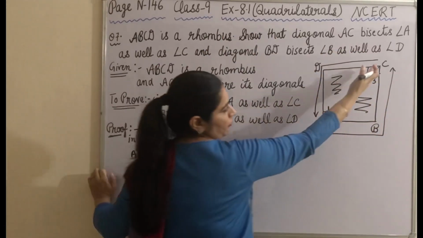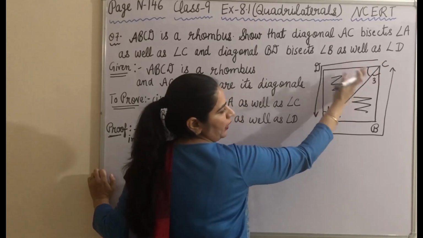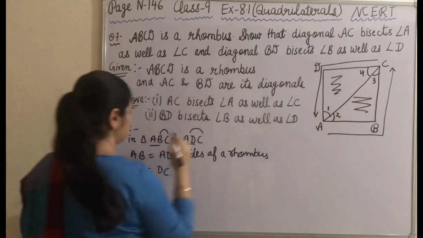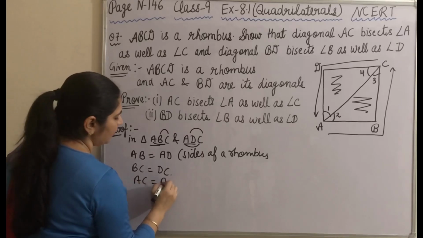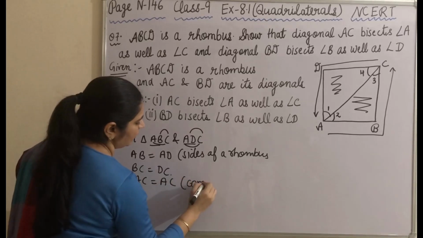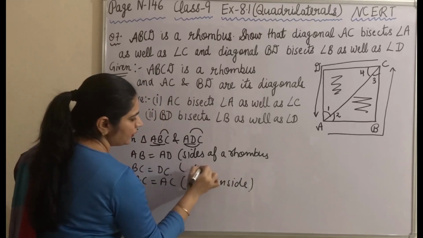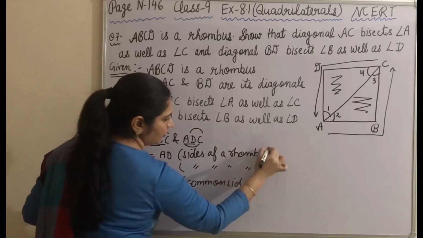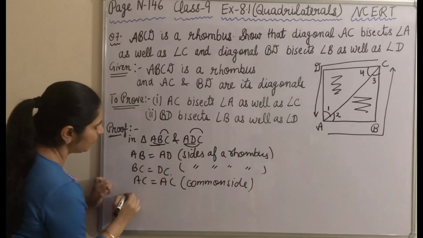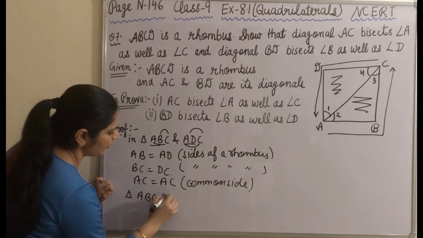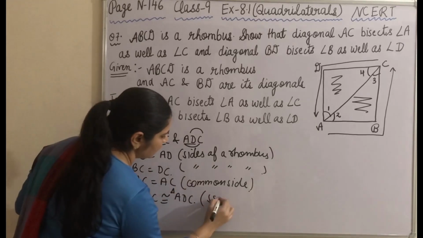And the third condition, we know this AC divides this rhombus into two equal parts. So this is the common line. AC is common in both the triangles. So I can write here this AC is common side. In the second one I haven't written the reason, same reason, side of a rhombus. Side, side and side, both the triangles are congruent by SSS criteria. Triangle ABC is congruent to triangle ADC by SSS criteria.